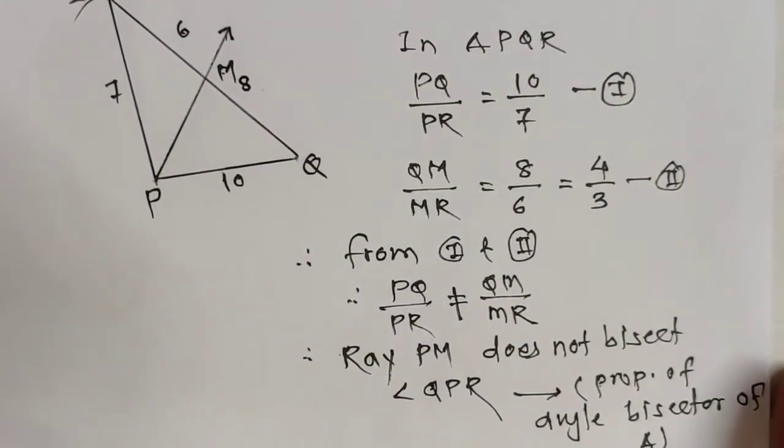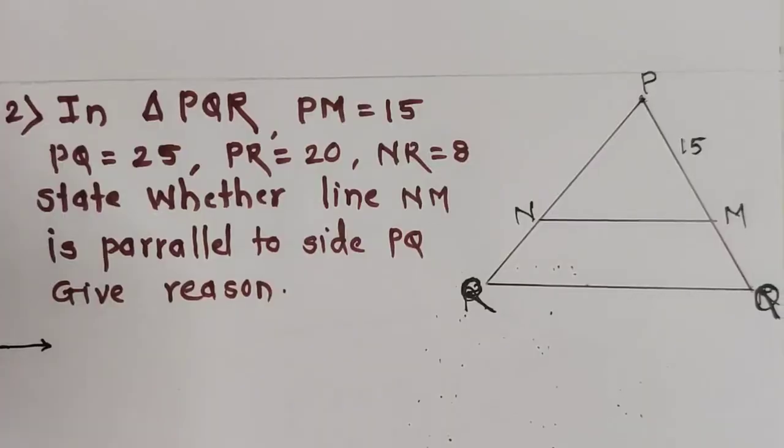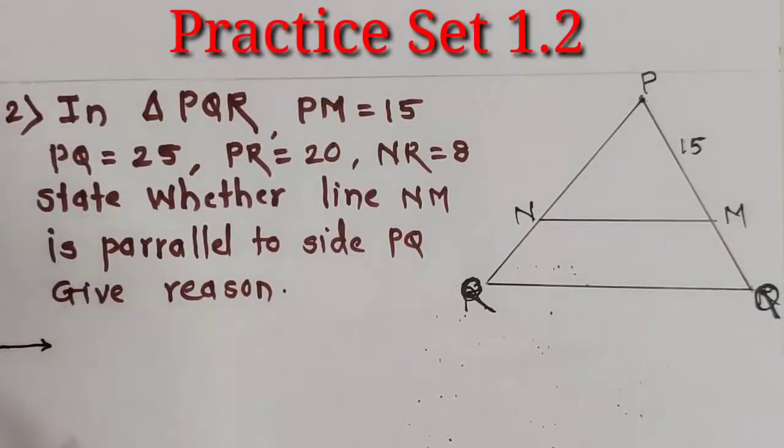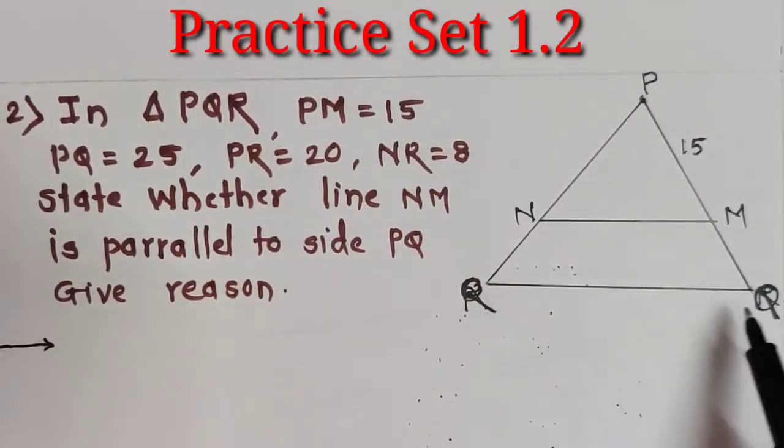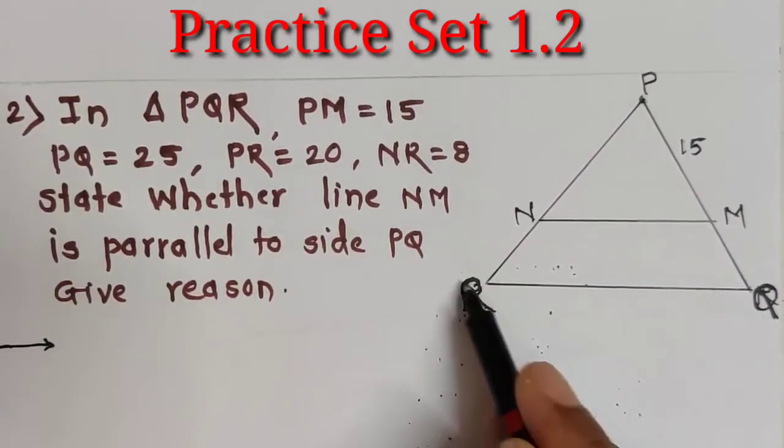So in this way we can solve these two sums, question number 1, in which we have to decide whether this ray PM bisects angle QPR. So friends, let us see second sum. In this second sum, in triangle PQR, this one is R.